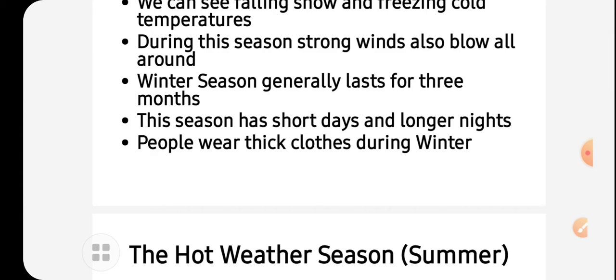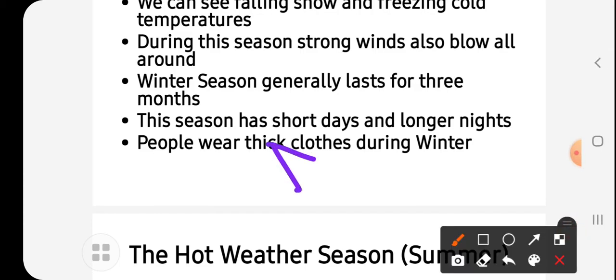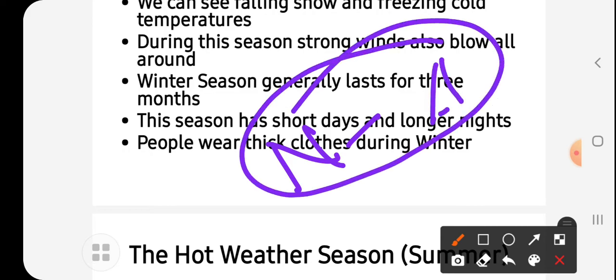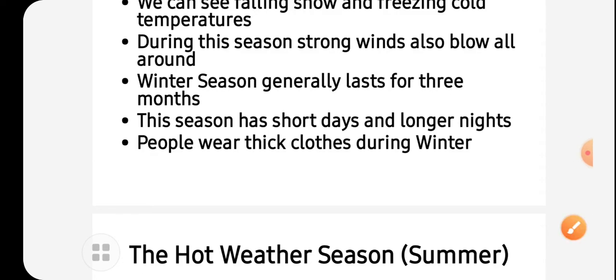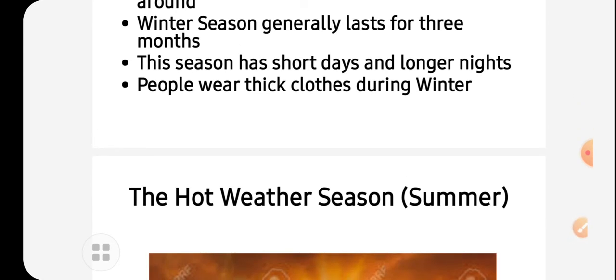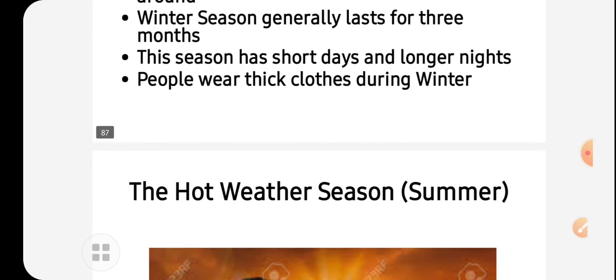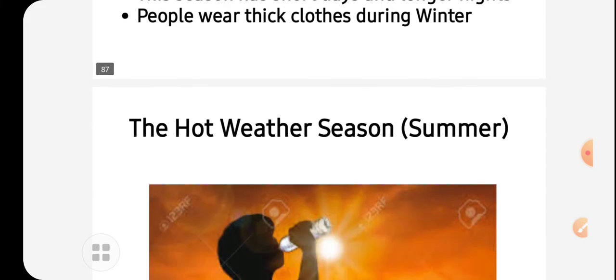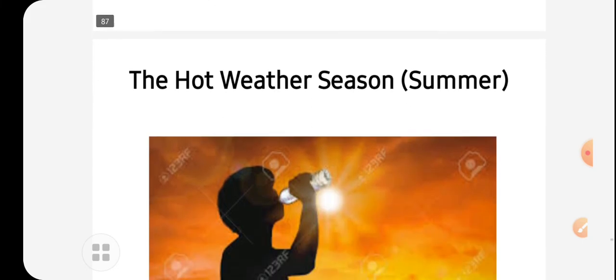Then again the autumn, most of the period, when we count from the month of November till the month of April, the season is generally very pleasant. The season has short days and longer nights. The specialty of winter is that the days are shorter and nights are longer. People wear thick clothes during the winter time, everyone knows.